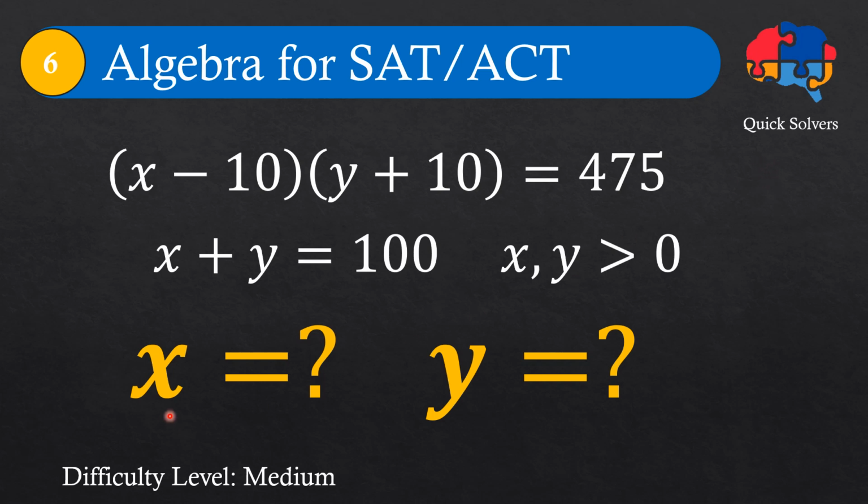Here I want to find x and y, where (x minus 10) times (y plus 10) equals 475, x plus y equals 100, and x and y both are positive. The difficulty level for this question is medium, as is shown by this color here, and it's a good question for those preparing for SAT and ACT.